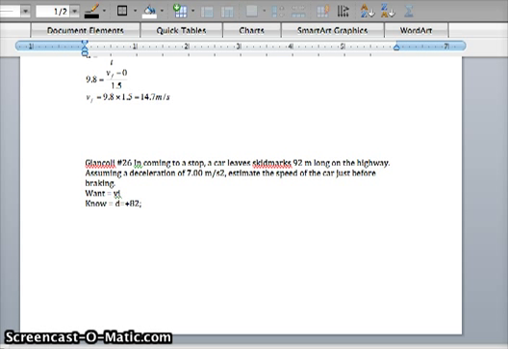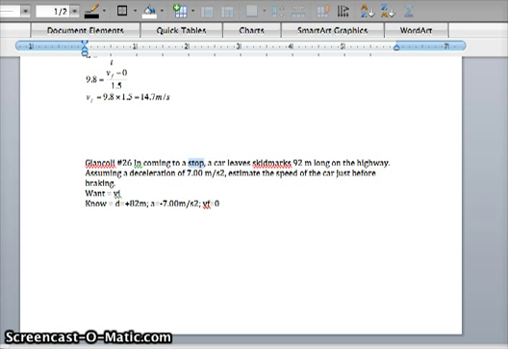The displacement is in meters. This textbook has a lot of problems where they use kilometers, so you want to be careful about that. The acceleration is negative 7.00, and that's meters per second squared. And the final velocity is 0. And how do you know the final velocity is 0? Because it says in coming to a stop.